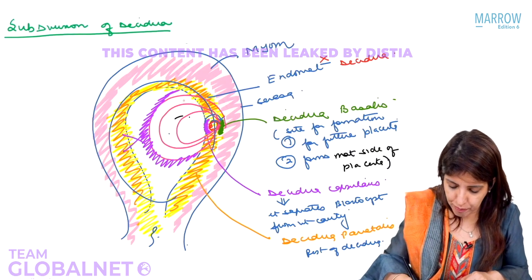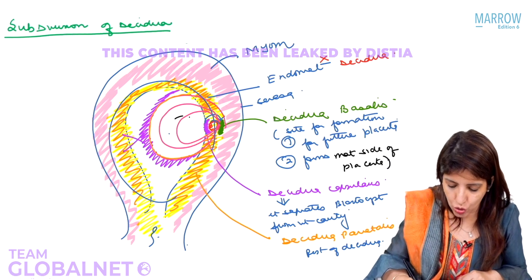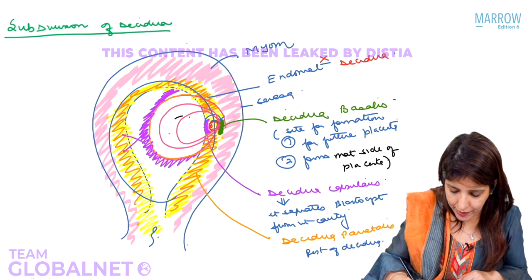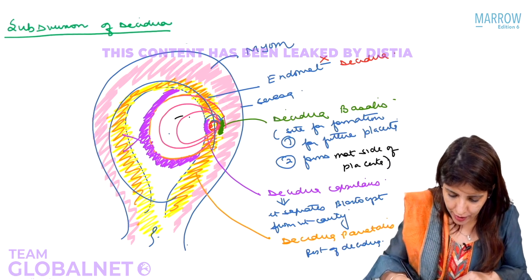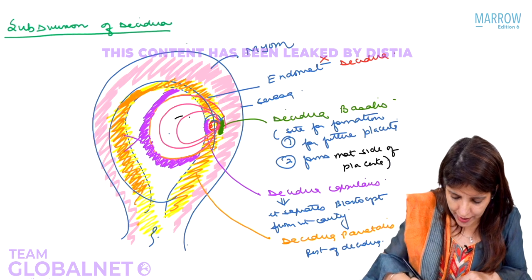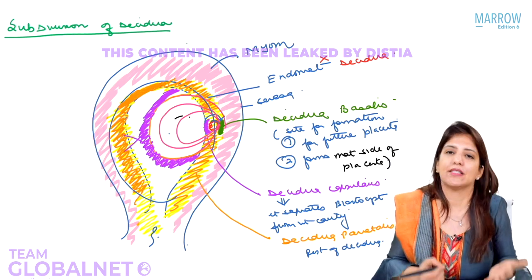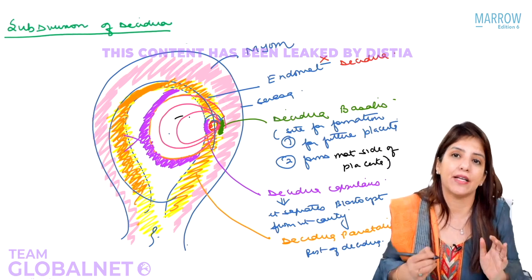Over here, this pink color is the blastocyst, the growing blastocyst. You can see that this growing blastocyst is surrounded by one ring, the inner ring, right? This inner ring of decidua is decidua capsularis and it is surrounded by an outer ring, and this outer ring of decidua is decidua parietalis. This is called the double decidual ring sign or double decidual sac sign.